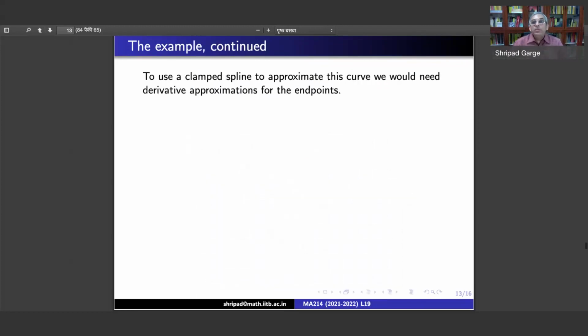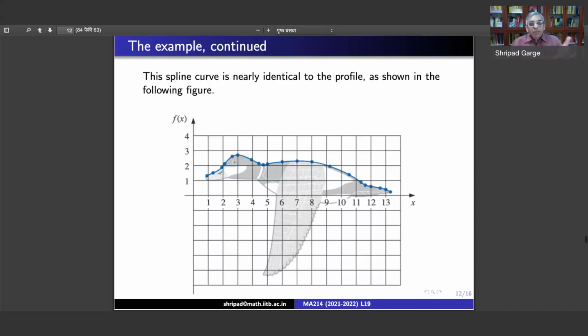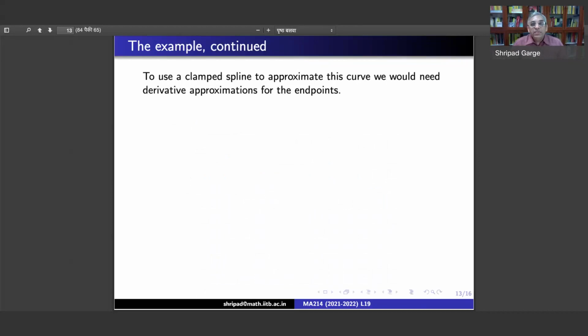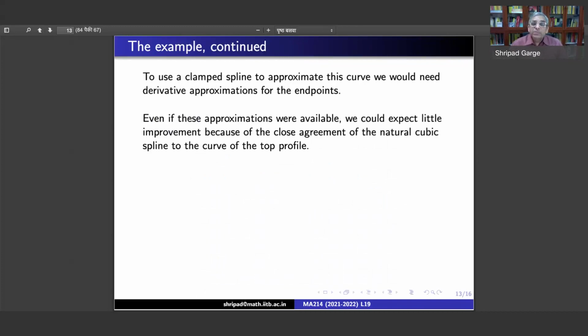Of course, we could have used clamped cubic spline to approximate this curve. We would need, of course, the two endpoint derivatives, but once you have those derivative values, then you may talk about the clamped one. But just to bring you back to the data where we have superimposed the natural cubic spline on the flying duck, we see that it's nearly identical. Therefore, even if you had information about the derivatives at the ends, it would not give you too much improvement because the natural cubic spline already is a very good approximation to the curve that we wanted to identify.